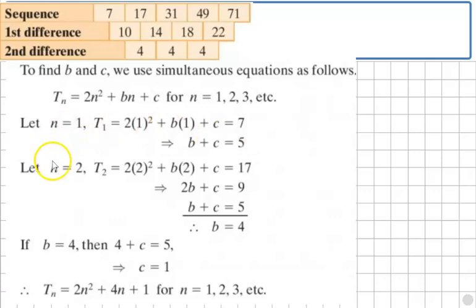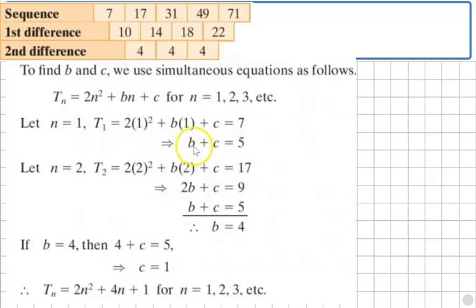We do the same thing, but we let n equal 2 this time. So T2 will be 2 times 2 squared plus b times 2 plus c. And we let that equal 17 because term 2 is 17. So that's where the 17 comes from. So b times 2 is 2b, so we bring that down. We bring down the plus c. 2 squared is 4, multiplied by 2 is 8, and 17 minus 8 is 9. So we have 2b plus c is equal to 9.